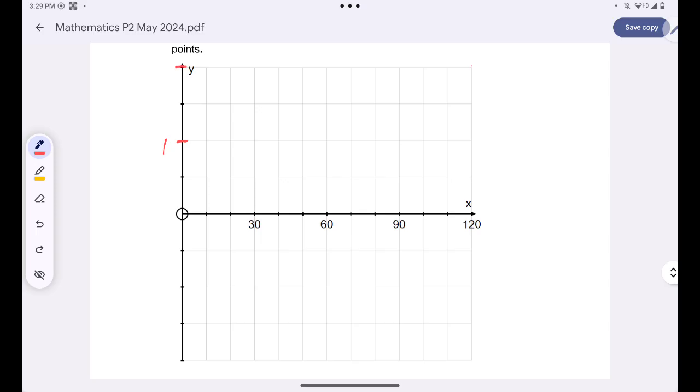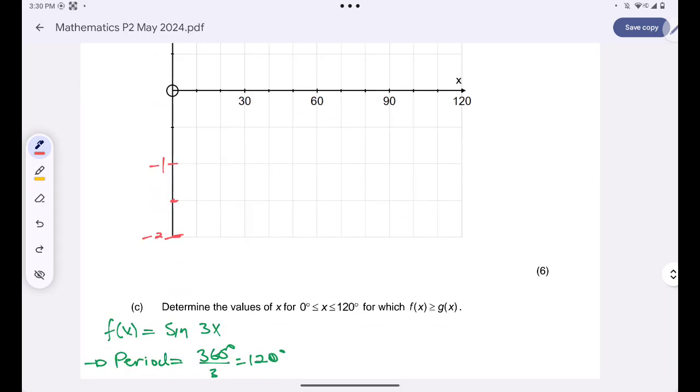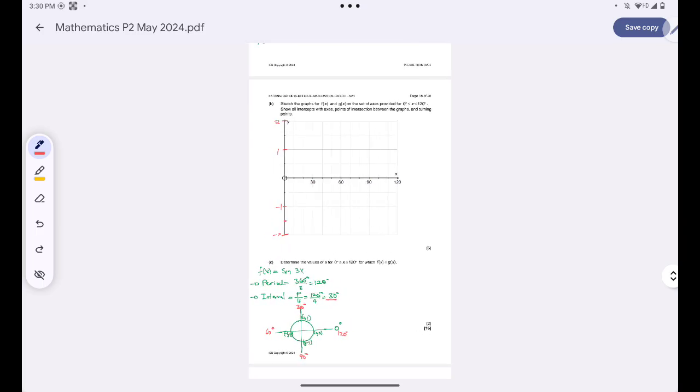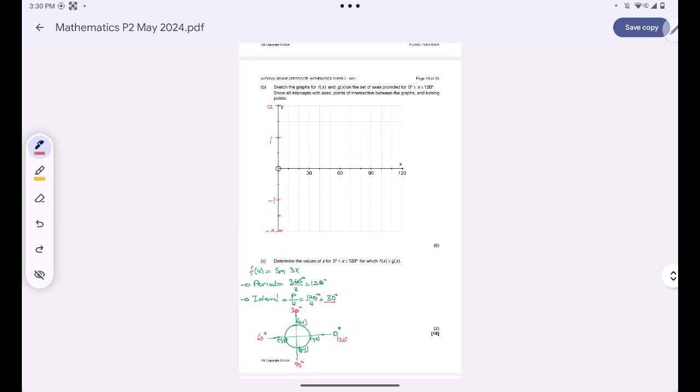If this is 1, 2, negative 1, and then we have negative 2 over there. What I need to do here, guys, is to just plot by using these values. When I'm at 0 degrees, what is the value of y? The value of y is 0. Are you together? When I'm at 30 degrees, the value of y is 1. When I'm at 60 degrees, the value of y is 0. When I'm at 90 degrees, the value of y is minus 1. When I'm at 120, the value of y is 0. So my graph will go like this.